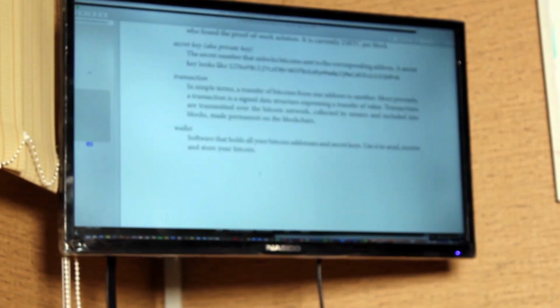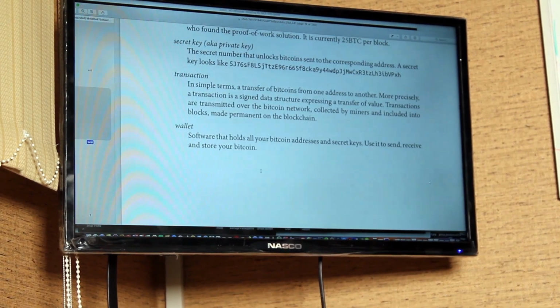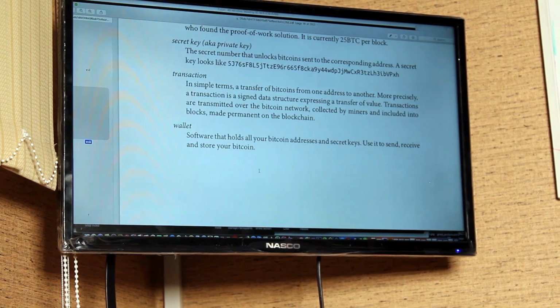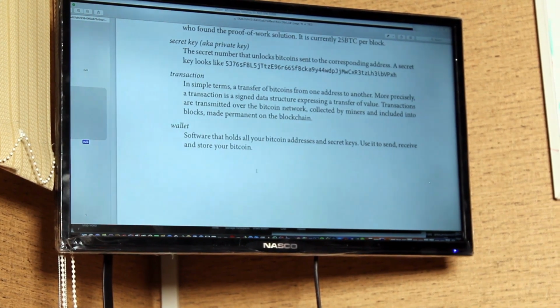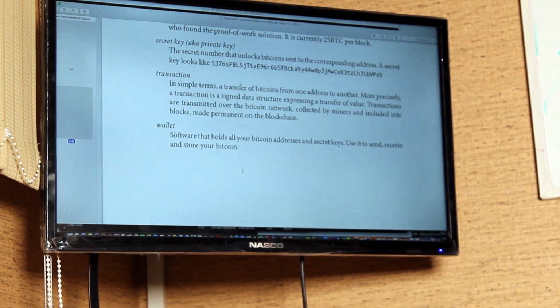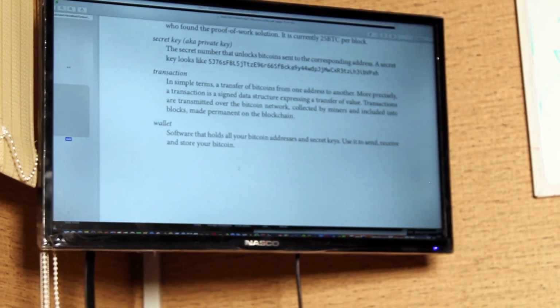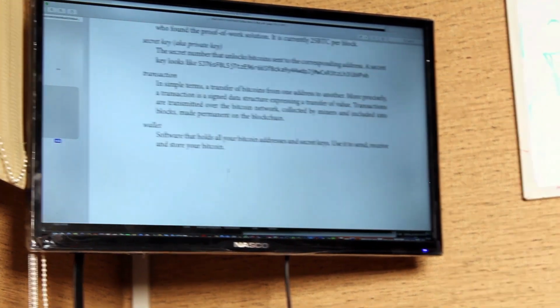And we have a transaction, in simple terms, a transfer of Bitcoins from one address to another. More precisely, a transaction is a signed data structure expressing a transfer of value. Transactions are transmitted over the network, collected by miners, and included into blocks made permanent on top of the blockchain.